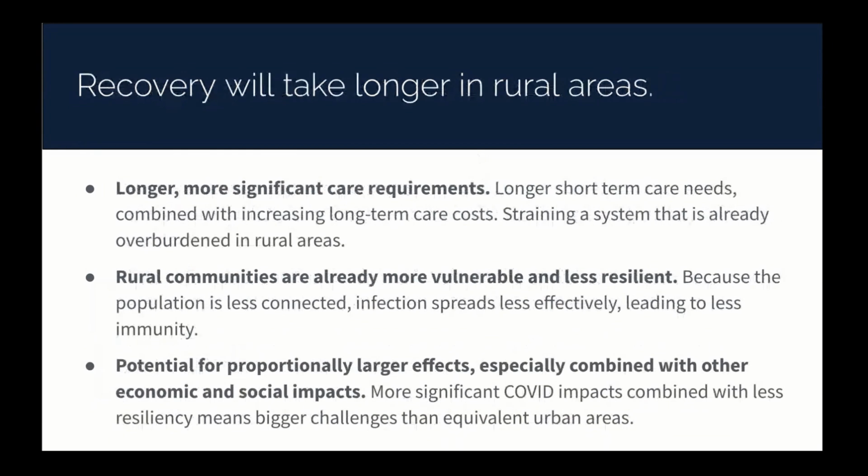And last thought, recovery is going to take longer in rural areas. First and foremost, the population, when you look at a population aggregate, requires longer and more significant care than urban populations. Just again, because it's older and generally has more comorbidities than you see in urban areas. So that's going to mean longer-term care needs, combined with care costs and more significant long-term impacts. And this is happening in a system in these rural communities that's already inadequate and strained. And so it's going to be a long-term challenge.